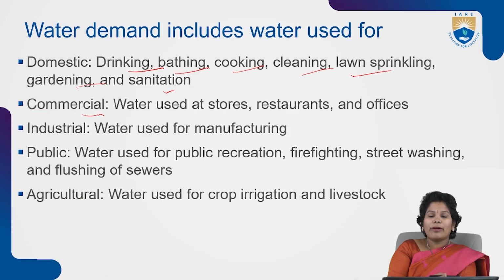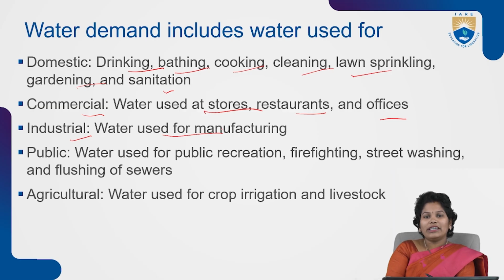Now coming to commercial. Commercial water is used at stores, restaurants, and offices. These come under commercial water demand. Now coming to industrial water demand, that is water used for manufacturing and industry purposes. Public water demand is water used for public recreation, firefighting, street washing, and flushing of sewers.